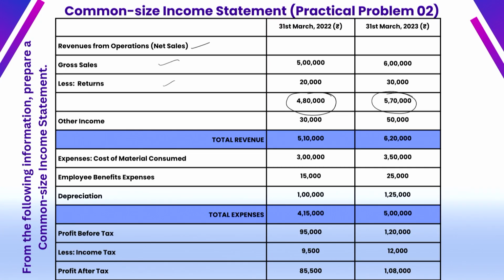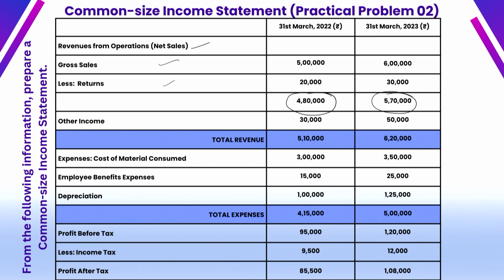Now the last practical question of this is practical problem 2. Previously we have seen the balance sheet, now we will see the income statement. We all know that the income statement is popularly known as the profit and loss account, which shows the financial performance of an organization. As you can clearly see in this question, there are the revenues from operations, that is the net sales. The net sales will come from the gross sales minus the returns. What we will take as a basis is 4,80,000 for the previous year, and for the current year it will come to rupees 5,70,000. Other income will also be there, but we will take it as over and above the 4,80,000 rupees.